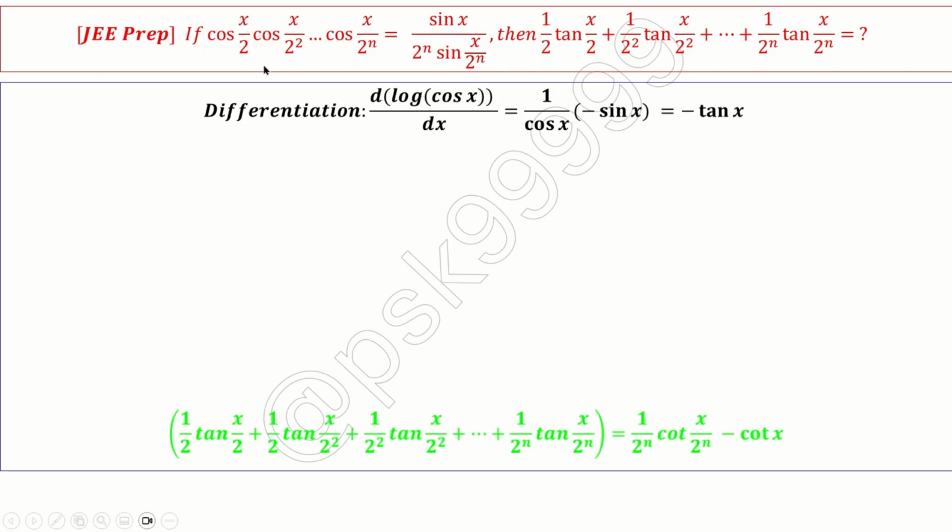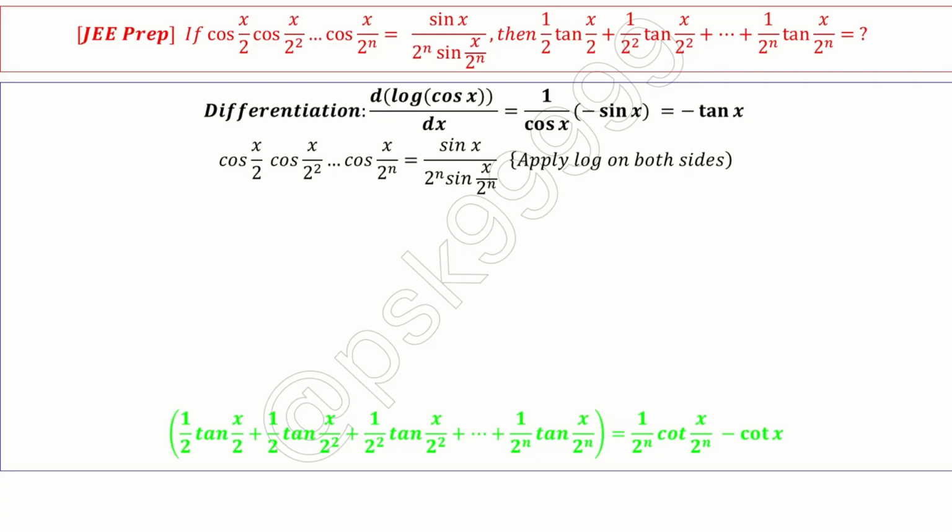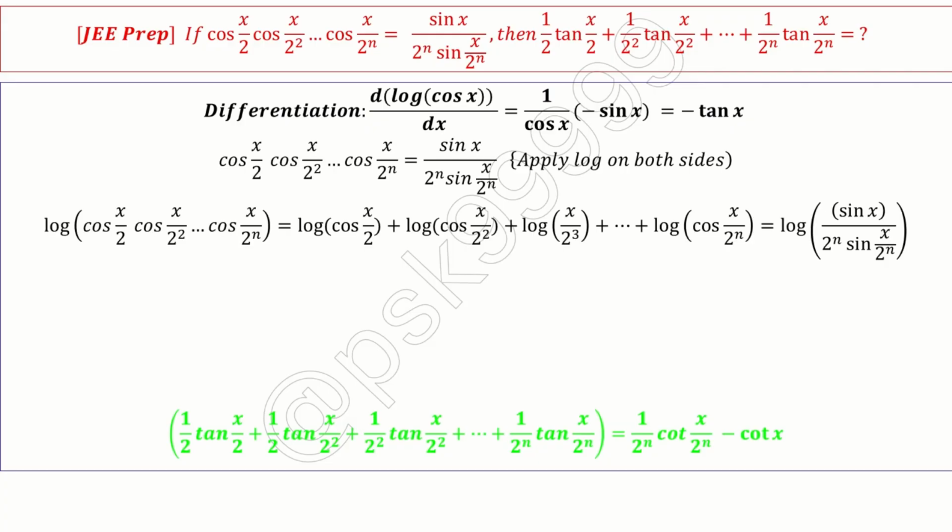The only difference is that this is a product and this is an addition. Once you apply logarithm, the products will become addition, right? So you apply logarithm on both sides of this equation. What you will get is the log of the product turns into a summation of logarithms: log cos x by 2 plus log cos x by 2 square plus log cos x by 2 cube up to log cos x by 2 to the power of n, which is nothing but log of sin x by whatever this value is on the RHS.